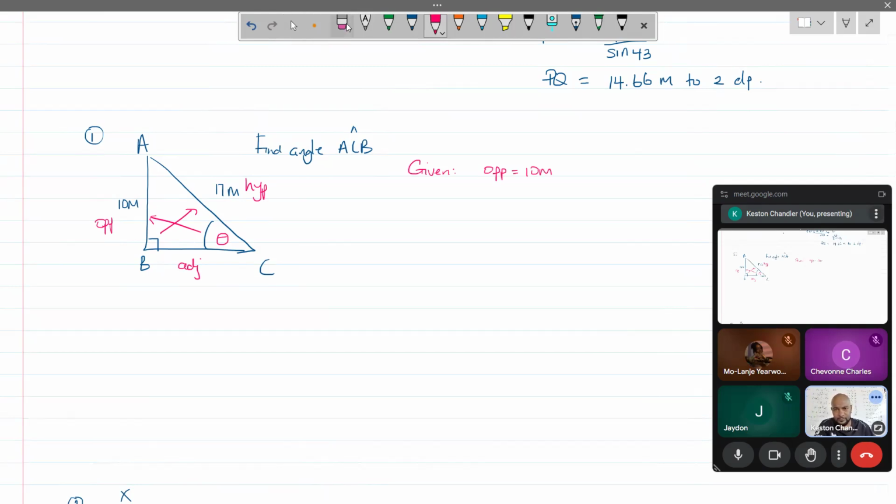That is the side AB as well. We're given the hypotenuse, which is AC, is 17 meters. And what we require to find, we need to find angle ACB, which is the angle theta, right? We're going to use sine because we have opposite and hypotenuse.